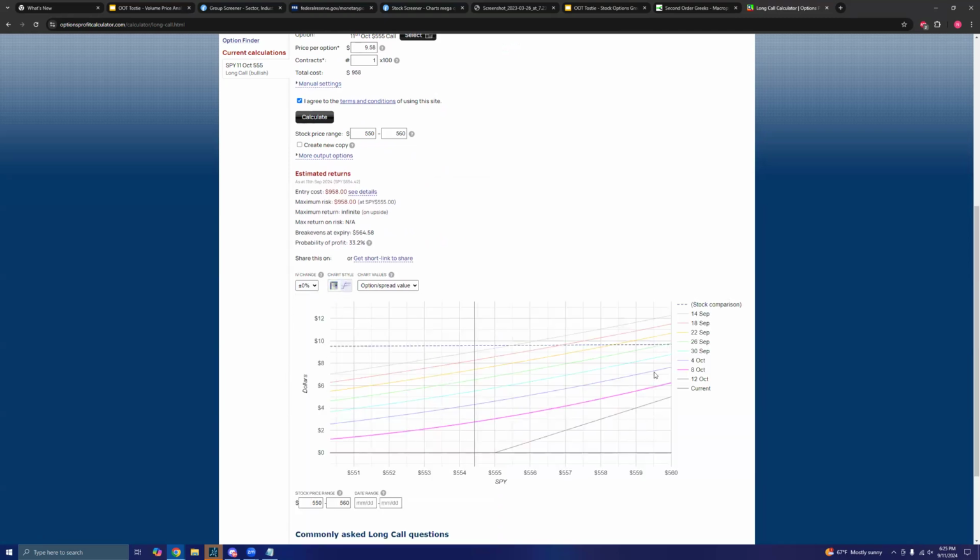Ooh, what is this? I have no idea what we're looking at here. What is this? I have no idea what this really is.